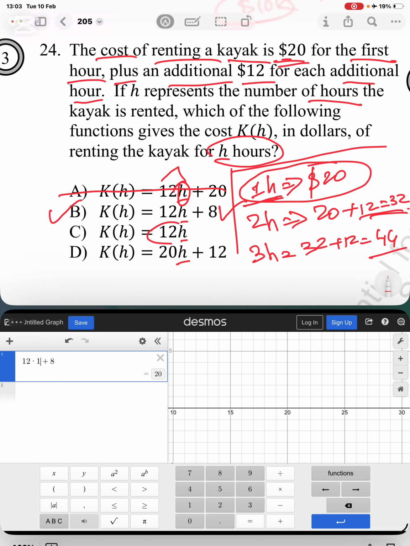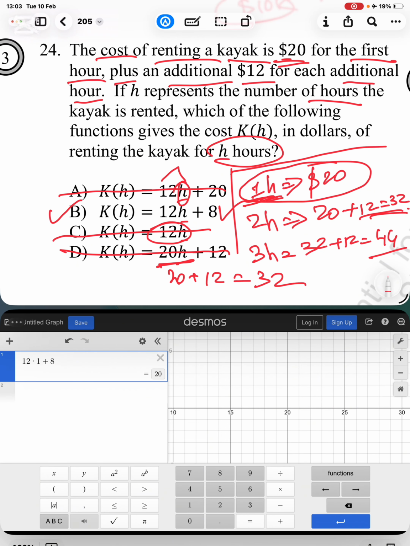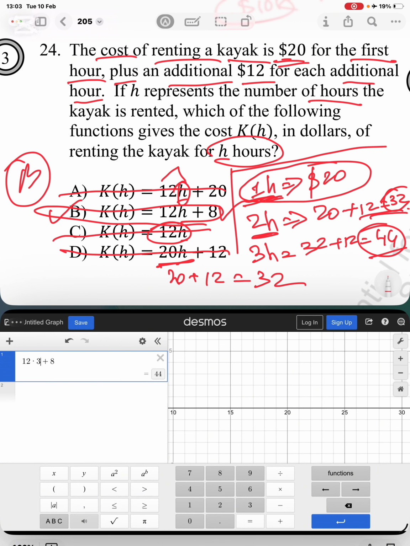What about this one? 12 multiplied by 1. It's going to be 12, incorrect. 20 plus 12 is going to be 32. It's incorrect again. So yeah, the answer should be B, because when you insert 2, it's going to be what then? Again, 32. When you insert 3, it turns what? 44. Yeah, exactly. B choice should be selected in this SAT question.